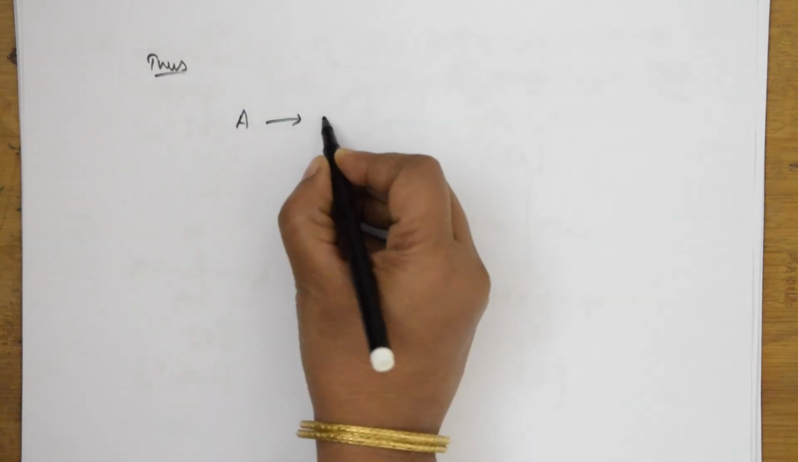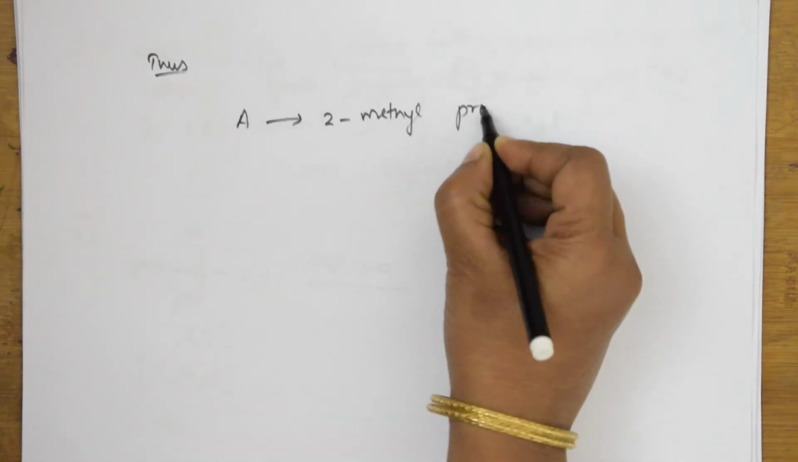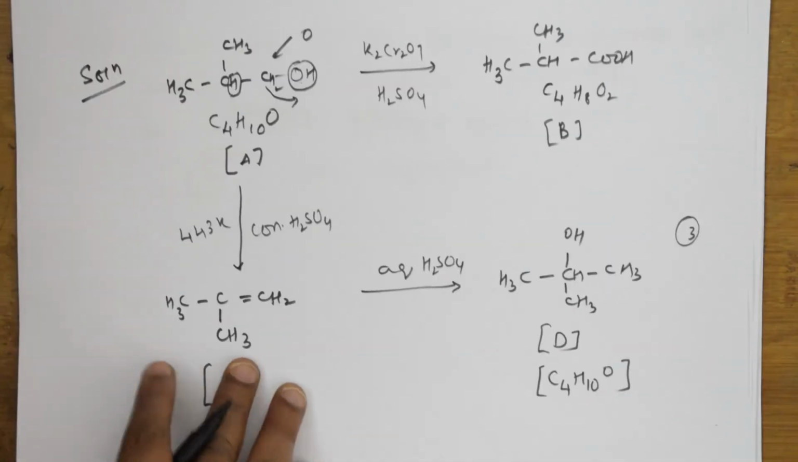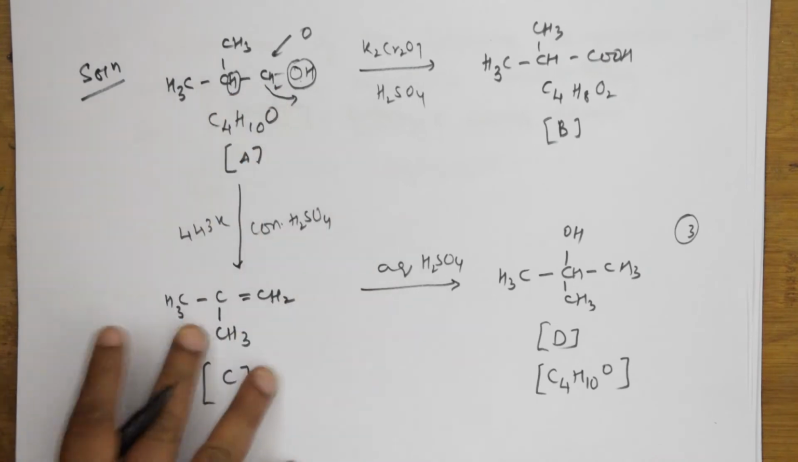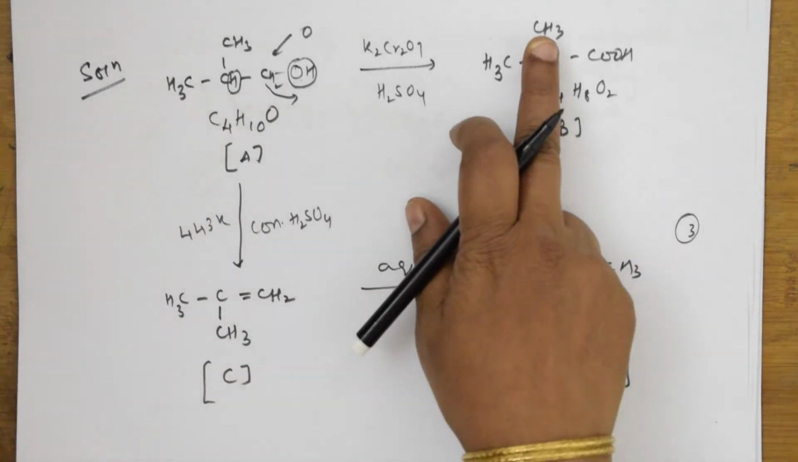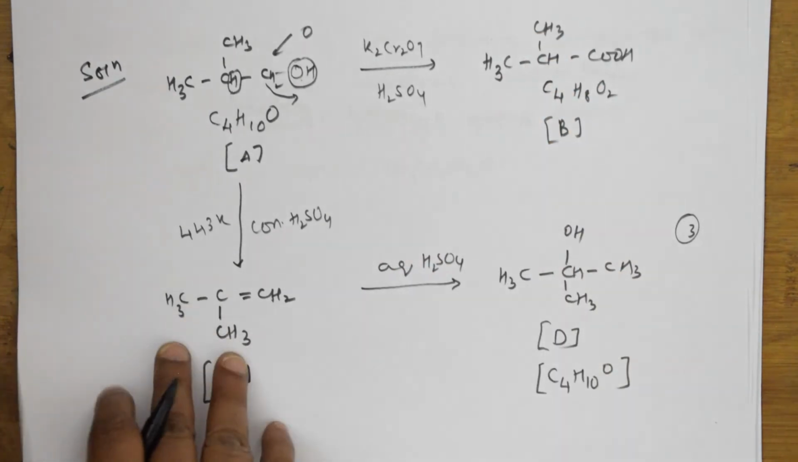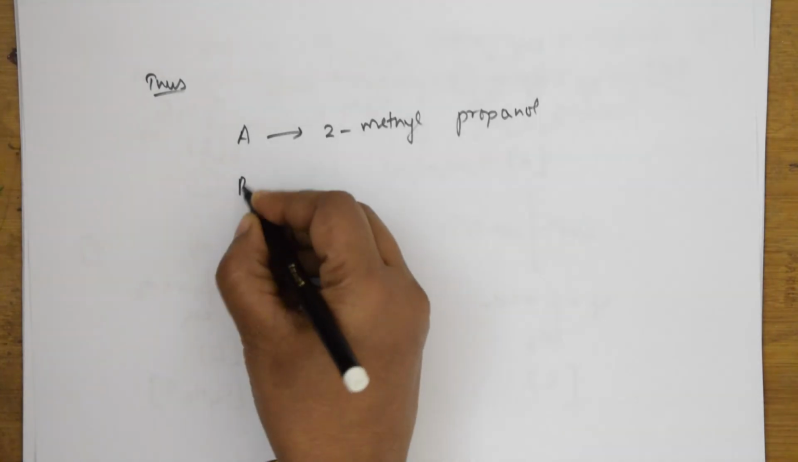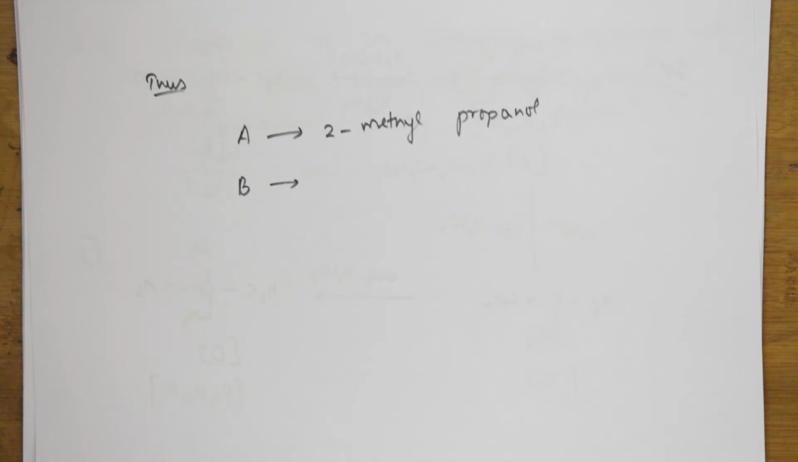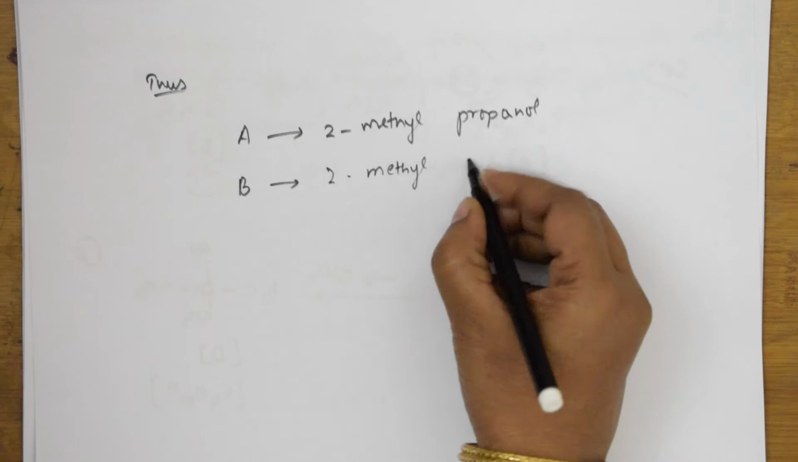Compound A. What is compound A? It is 2-methyl propanol. Let us see whether I have written correctly or not. Compound A is 2-methyl propanol. Correct. Then what is compound B? Compound B is 2-methyl propanoic acid. Correct. So compound B is nothing but 2-methyl propanoic acid.